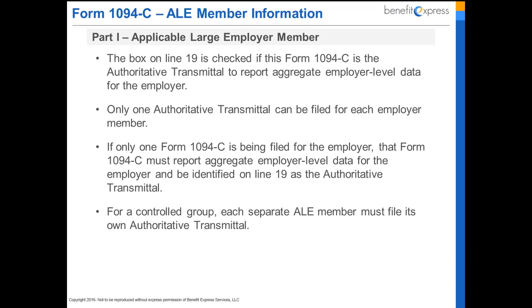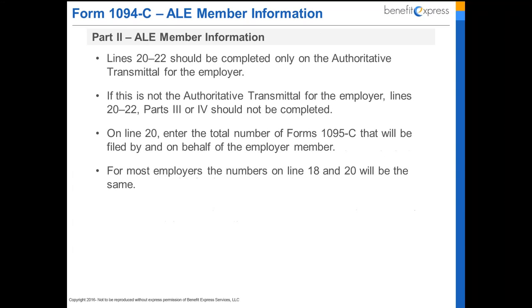And line 19, you should check the box if it's an authoritative transmittal, which means you complete the rest of the form. And there's one authoritative transmittal for each member of the control group. In the control group area, each separate ALE member must file their own authoritative transmittal. Lines 20 to 22 are completed if you're authoritative. Enter the total number of 1095-Cs that would be filed on behalf of the ALE member. And for most employers, lines 18 and 20 will be the same.